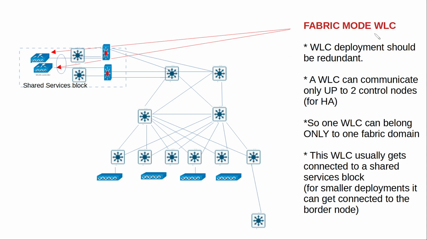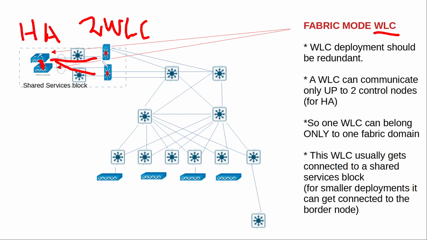When deploying your wireless LAN controllers, it is recommended to deploy them with high availability. So you will need at least 2 wireless LAN controllers. Remember, the wireless LAN controllers have a specific port in order to connect them to each other to create these clusters of wireless LAN controllers. And when you configure these fabric mode wireless LAN controllers to operate within the fabric, you can configure 2 control nodes, a primary control node and a backup control node.